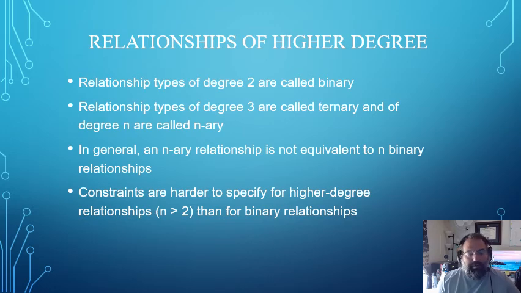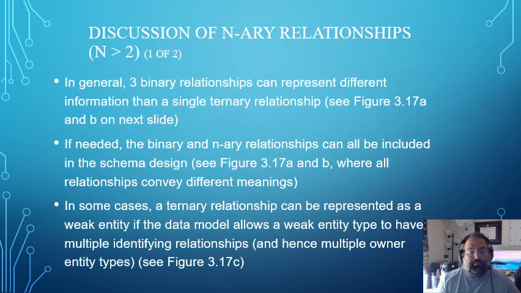In general, an n-ary relationship is not equivalent to n binary relationships. Constraints are harder to specify for higher degrees of relationships, and generally we avoid them. In general, 3 binary relationships can represent different information than a single ternary relationship. If needed, the binary and n-ary relationships can be included in the schema design. In some cases, a ternary relationship can be represented as a weak entity if the data modeling allows a weak entity type to have multiple identifying relationships.